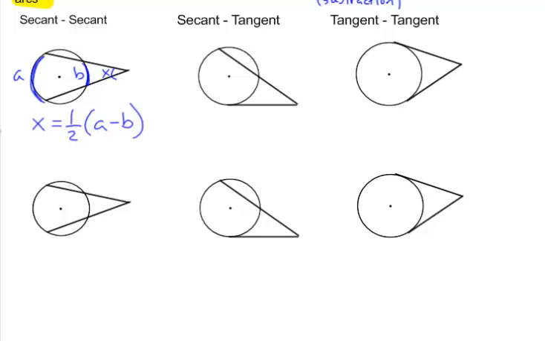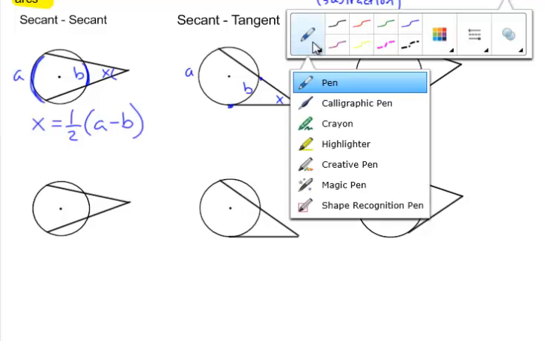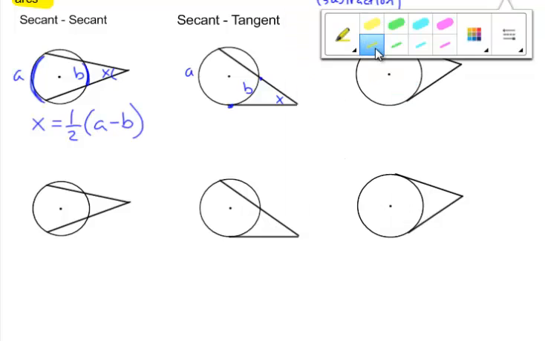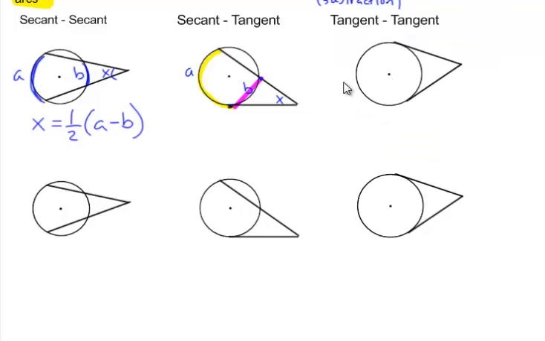The next setup we have is a secant and a tangent. So what happens here with these two intercepted arcs, let's call this x, a, and b, just to be consistent with that. The thing you need to recognize here is that with those two arcs, they're adjacent. They touch each other, but they're separate arcs. Again, that little highlighter likes to straighten itself out. So the exterior angle here equals half the difference. Which one is larger? A. So it's A minus B.